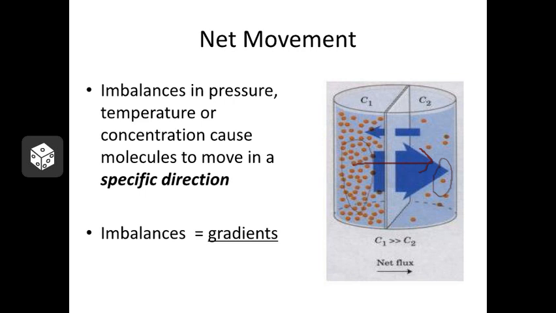When we have a difference in concentration or in pressure in two different areas, we say that a gradient exists. And when gradients exist, there will be net movement or movement in a specific direction. So if you're asked a question on your pre-lab or in class about the net movement of molecules, the answer is always going to be something like top to bottom, inside to outside, right to left, something like that, in a specific direction.